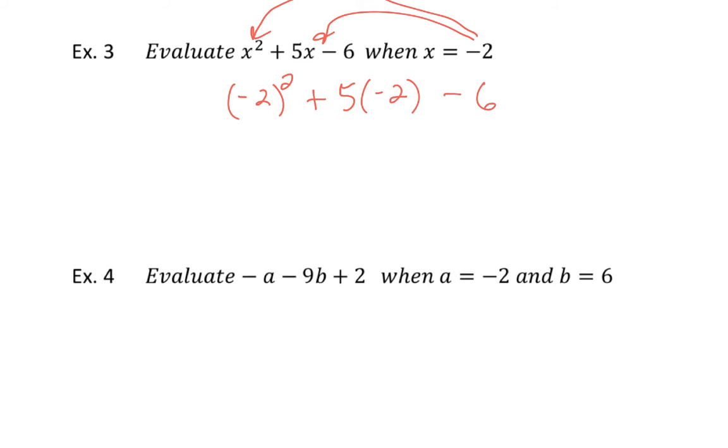Negative 2 times negative 2, a negative times a negative is going to be a positive 4. 5 times negative 2 is negative 10. And then I'm going to bring down my minus 6. 4 minus 10 minus 6. 4 minus 10 is negative 6. Minus 6 would be a negative 12.